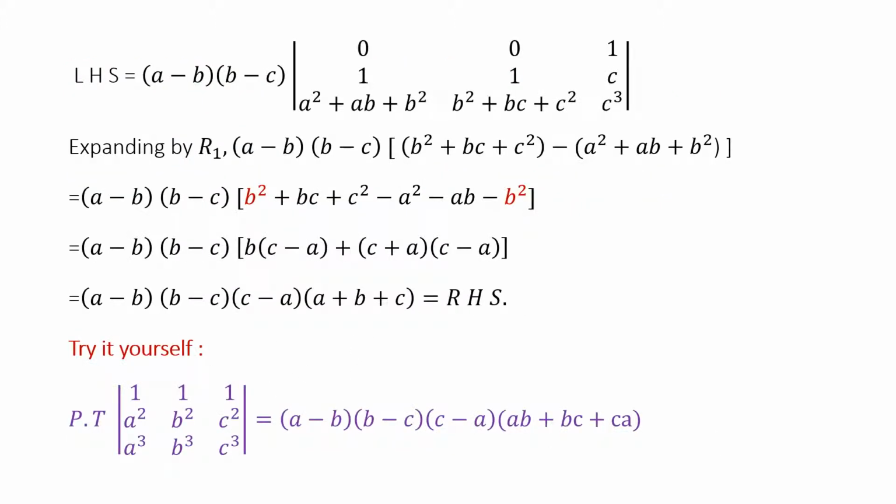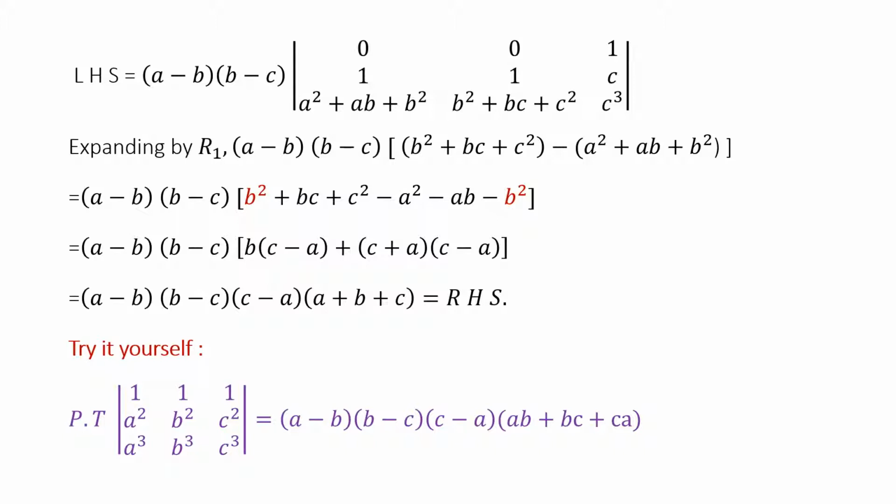Before taking A minus B common from C1 and B minus C common from C2, you have A cube minus B cube and B cube minus C cube as two elements in your R3. You should know the formula for taking A minus B and B minus C out. So, A cube minus B cube is equal to A minus B into A square plus AB plus B square. Similarly, B cube minus C cube is equal to B minus C into B square plus BC plus C square.